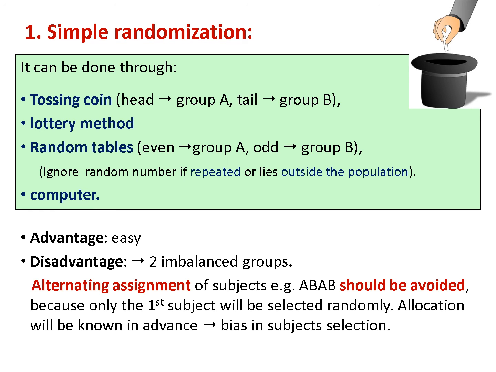Also, we have to avoid alternating assignment of subjects. For example, A, B, A, B. If it appears, for example, from the beginning A and then the second participant in B, and then the investigator uses this pattern continuously, in this case there will be bias, because allocation will be known in advance. So we have to avoid alternating assignment.